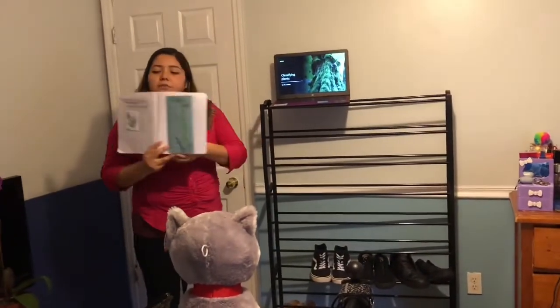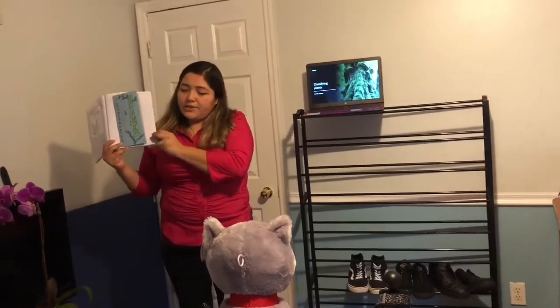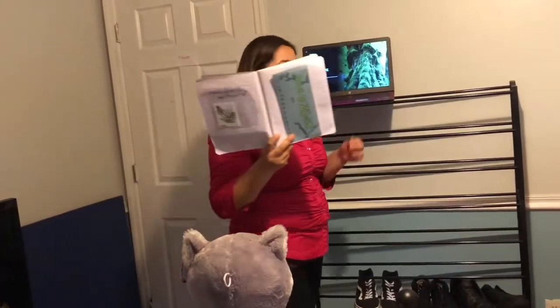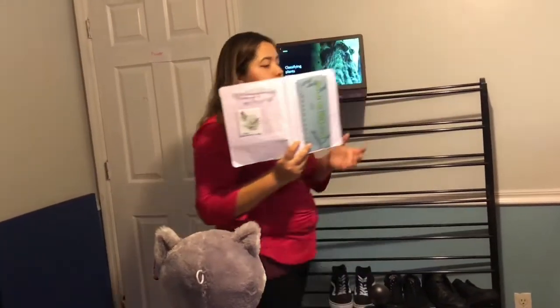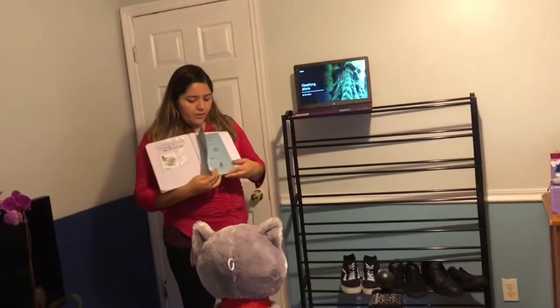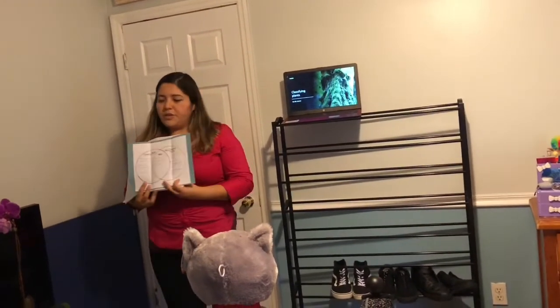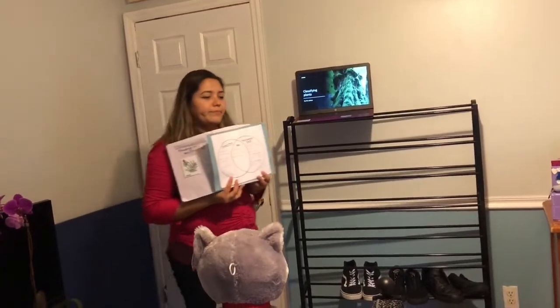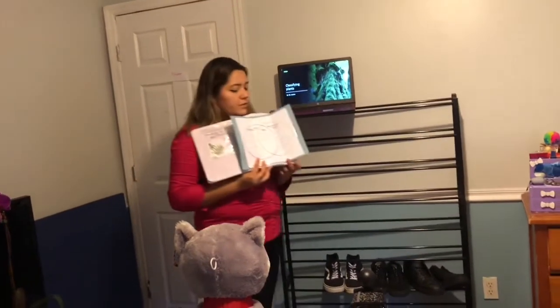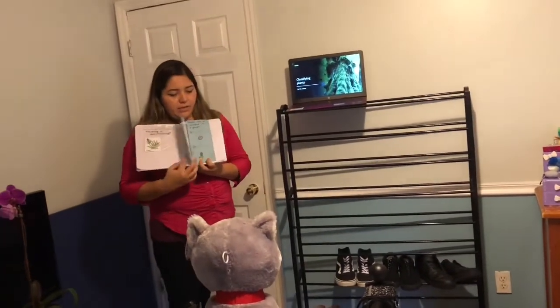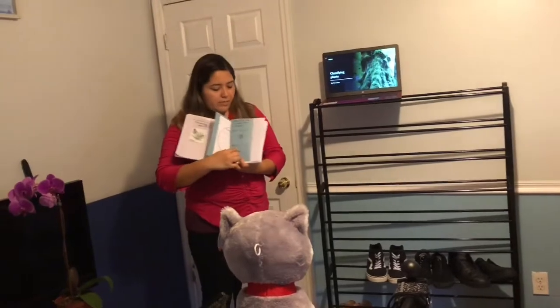I need you guys to go ahead and find this page right over here. This is where we're going to be writing our notes for our presentation. And our notes are going to be on this Venn diagram. Okay, so let's go ahead and begin. I want you guys to be on this page right over here because this is the first part.